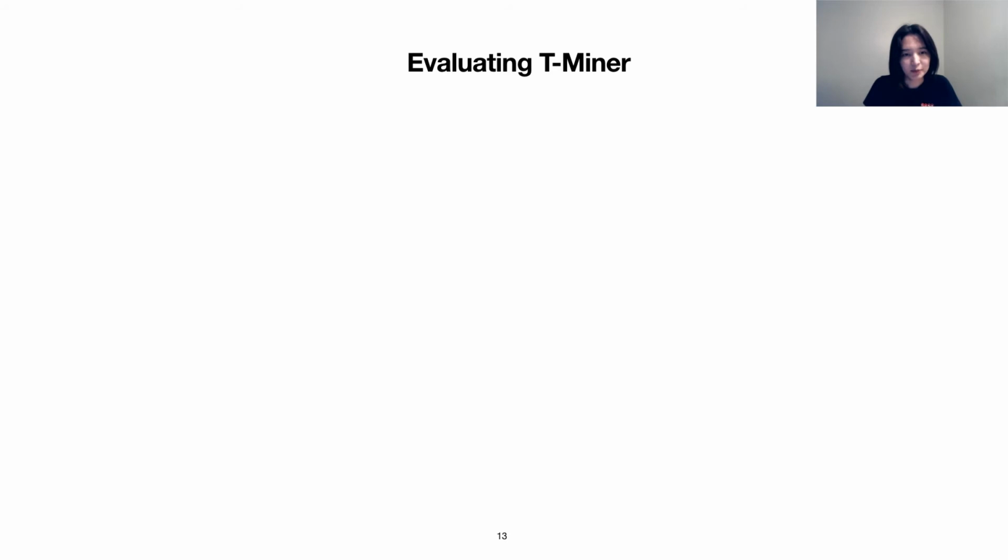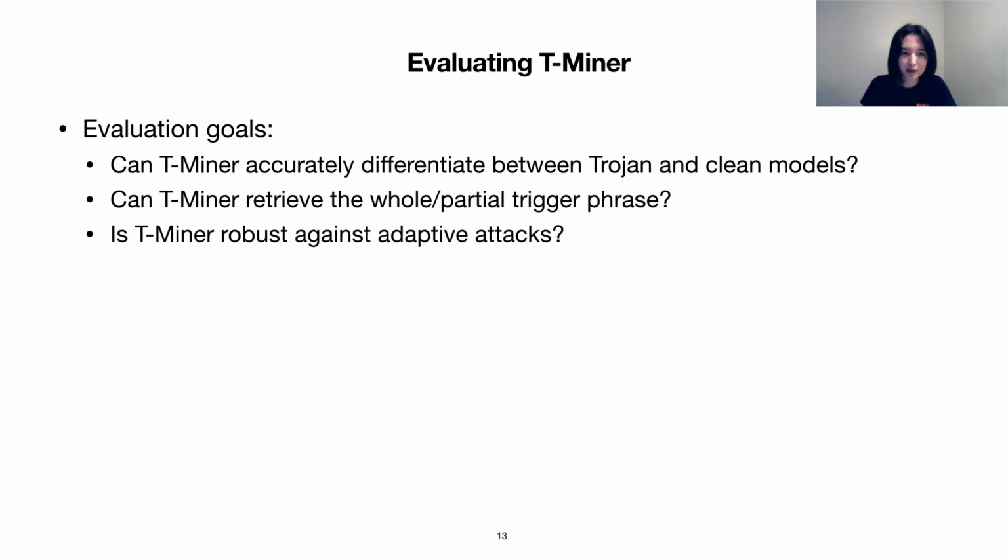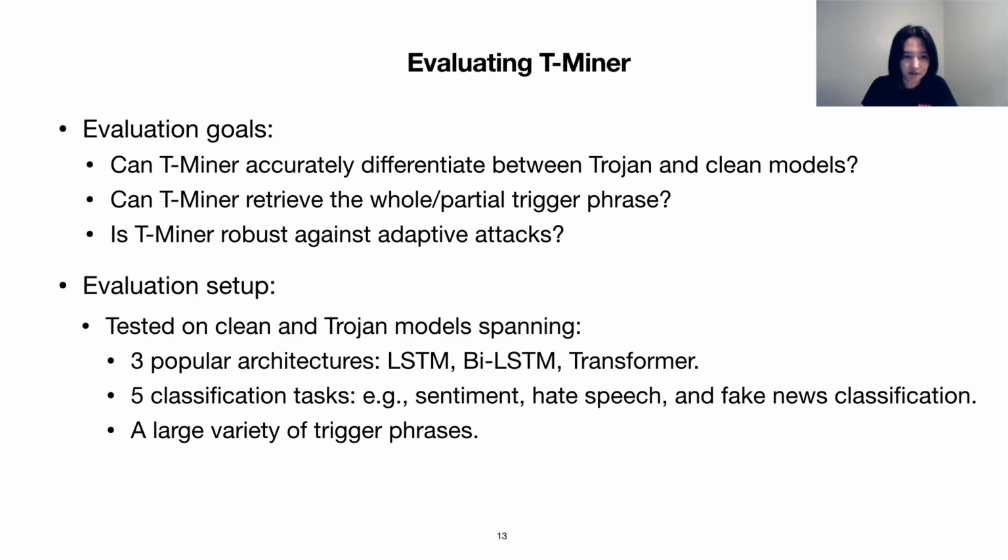Now let's look at the detection performance of TMiner. To understand the performance of TMiner, we consider three evaluation goals. We first evaluate whether TMiner can identify the model is a clean or Trojan model. Second, we evaluate whether TMiner is able to correctly retrieve the whole or partial trigger phrase. Finally, we evaluate TMiner against a defense-aware attacker who constructs adaptive attacks to evade detection. We extensively evaluate TMiner on a large number of clean and Trojan models, spanning multiple model architectures, classification tasks, and triggers of varying size and complexities.